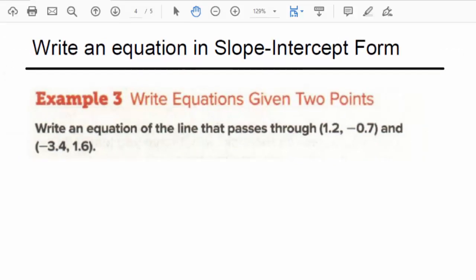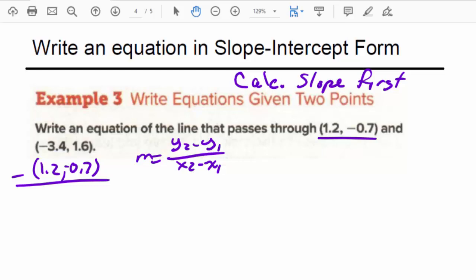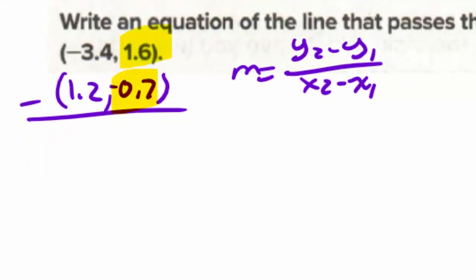Okay, so here we have a scenario where we have 2 points and not a slope. So the first thing you want to calculate is slope. So step one, calculate slope first. I'm going to grab my point over here, stack it under this side, so 1.2 comma negative 0.7. Remember, there is the traditional formula of y2 minus y1 over x2 minus x1. That equals slope, but I prefer to stack them like this, and I'll just do a subtract. So I'll do 1.6 minus a negative 1.7, which means I'm really adding 0.7.